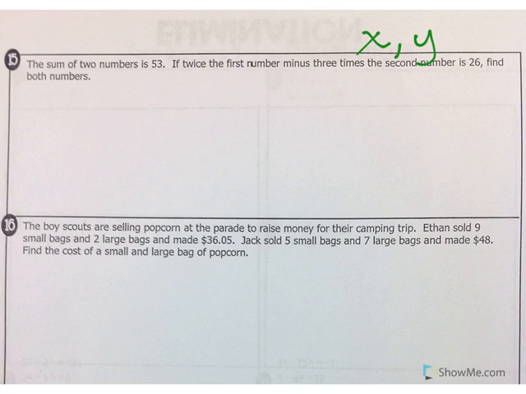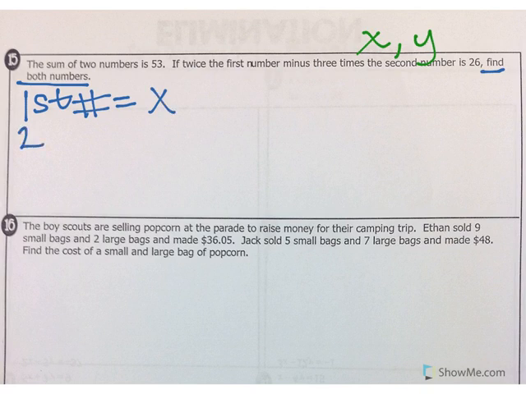Alright, so we're going to go through each of these problems first, and we're going to underline the sentence. The last sentence tells us what variables we're looking for. So for number 15, it says the sum of two numbers is 53. If twice the first number minus 3 times the second number is 26, find both numbers. So in this situation, both numbers are going to be your x and y. So your first number is going to be x, and the second number is your y.